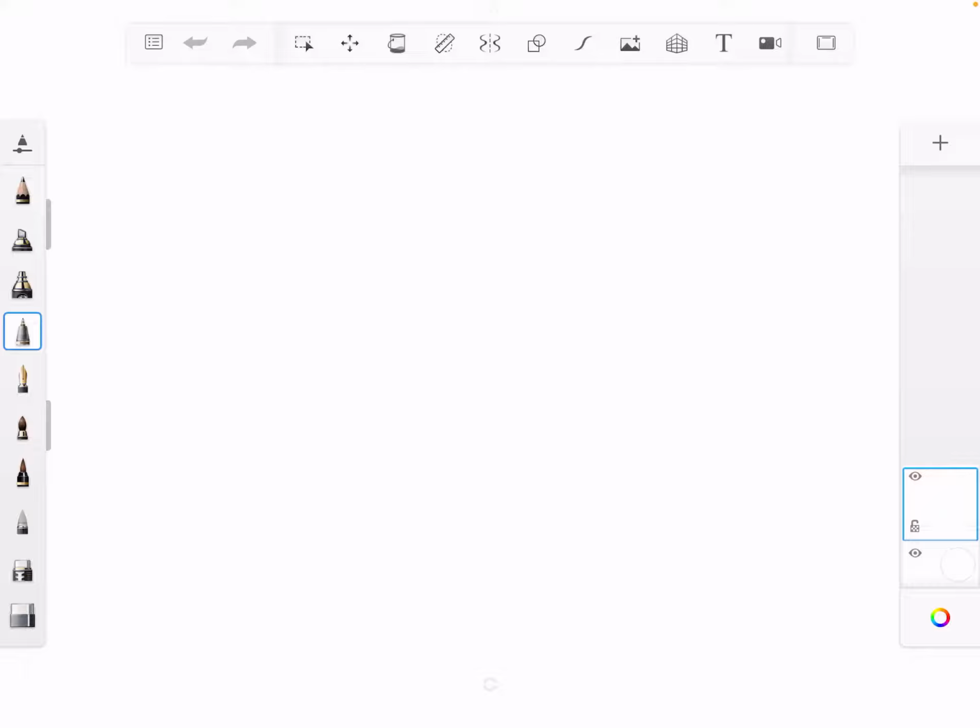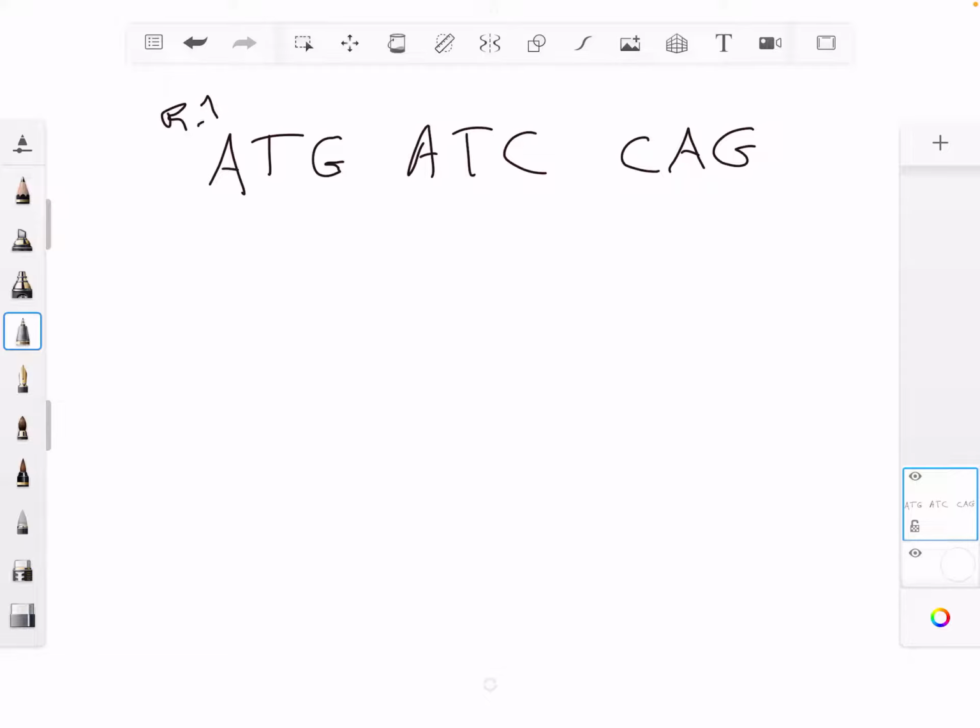If we have a sequence that is A, T, G, A, T, C, C, A, G. So I've written them in groups of 3 here. Our first reading frame, I'll write R1, and that's in these groupings.